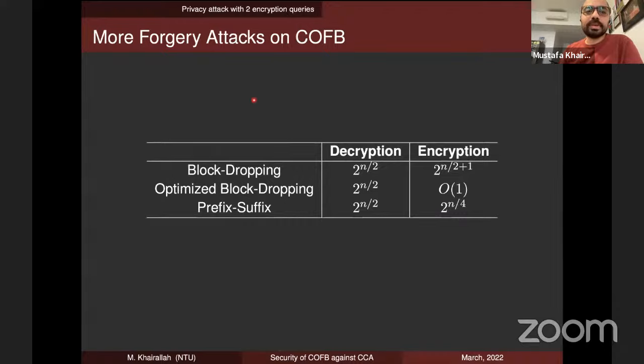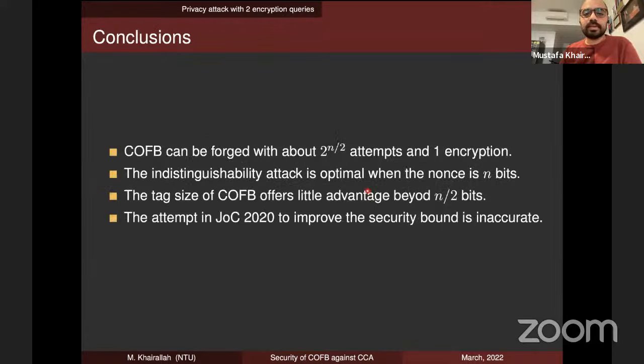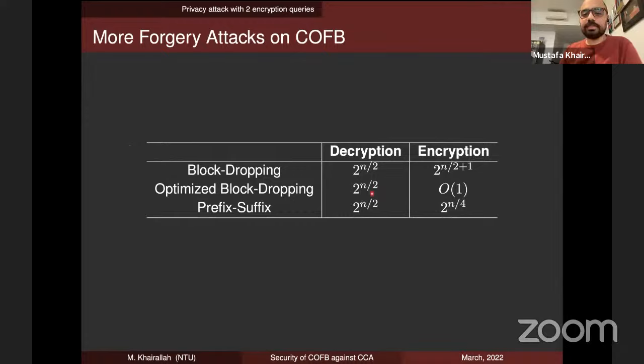We also have in the paper other forgery attacks on COFB. However, these attacks cannot be translated to indistinguishability, but they can be used to show that the security bound from Journal of Cryptology 2020 is inaccurate.